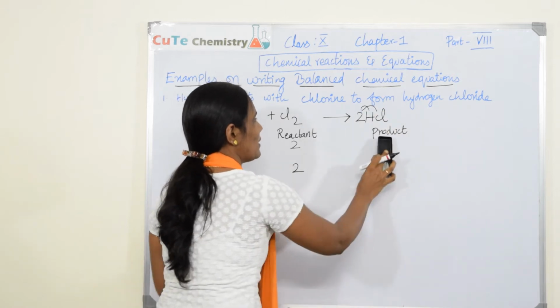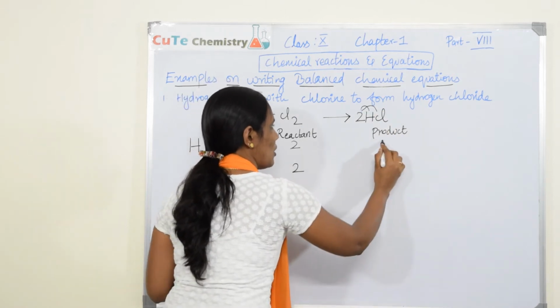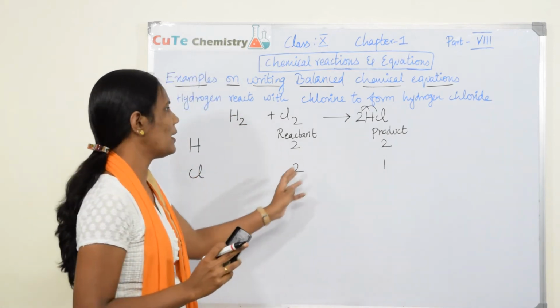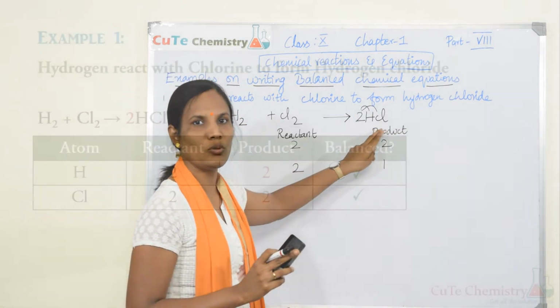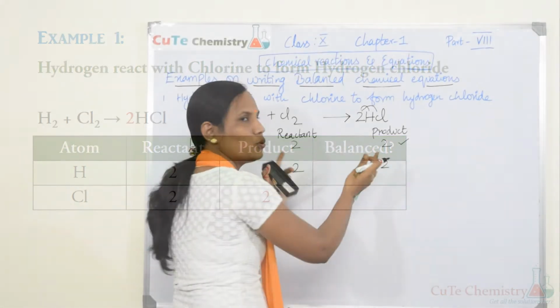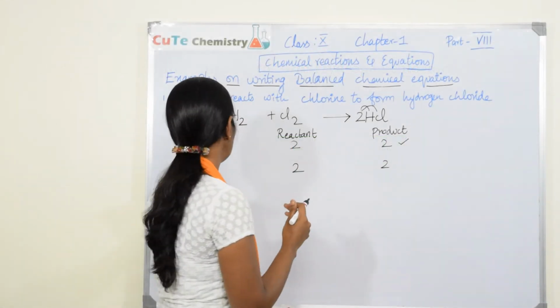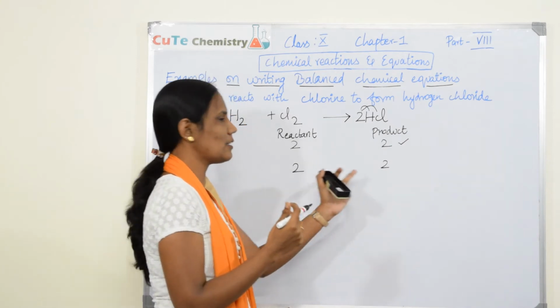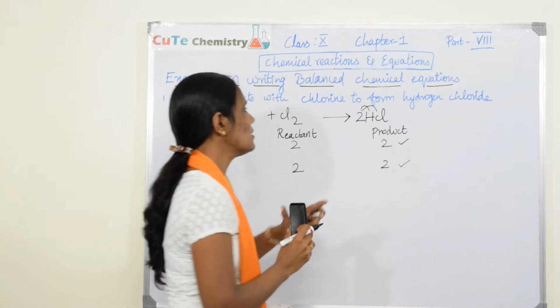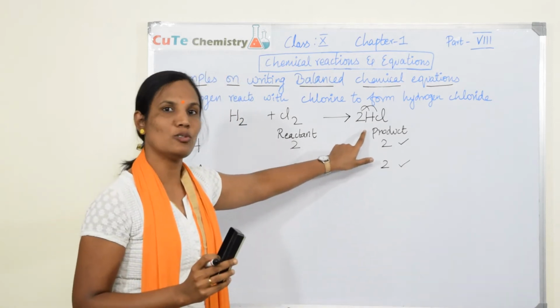So now the hydrogen number is increased. So now it is 2. In the product side, for the chlorine atom, chlorine also becomes 2 now after multiplying it with 2. So reactant side hydrogen is 2 and product side is 2, it is balanced, and for the chlorine atom also, in the reactant side and product side we got 2, which means chlorine is also balanced after multiplying it with 2.